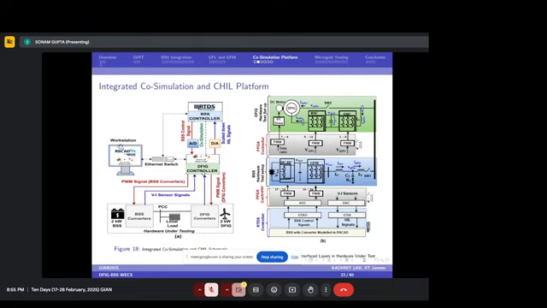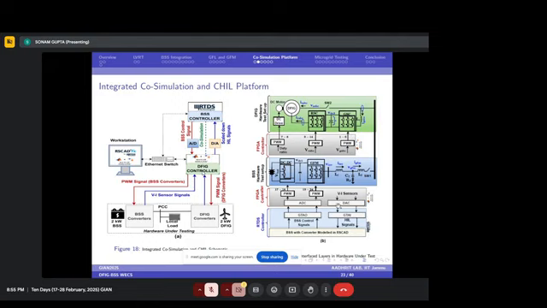So this one is the co-simulation platform, and in case anyone is interested in working on the co-simulation platform or the controller hardware in loop platform, we have an early access article right now in the IEEE Explorer. The complete details of this co-simulation platform are already there, so that can be helpful for anyone.